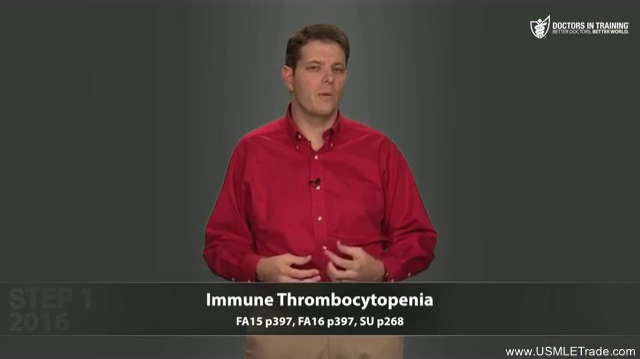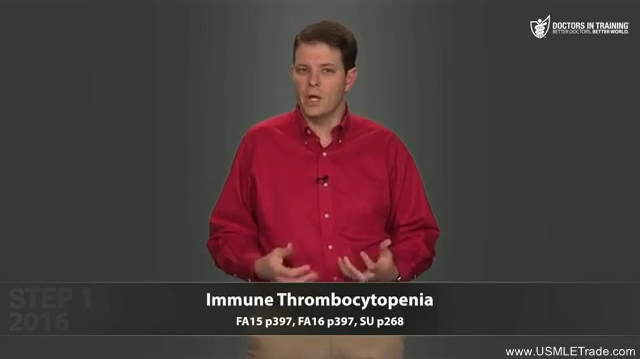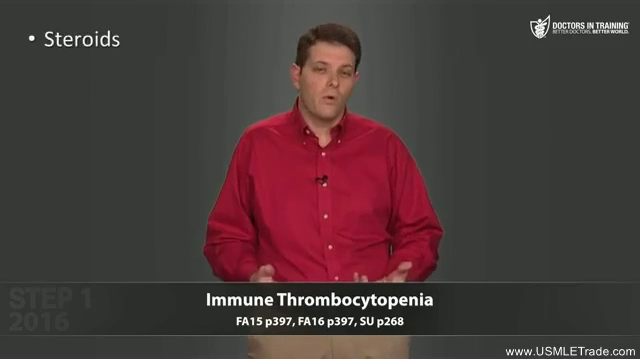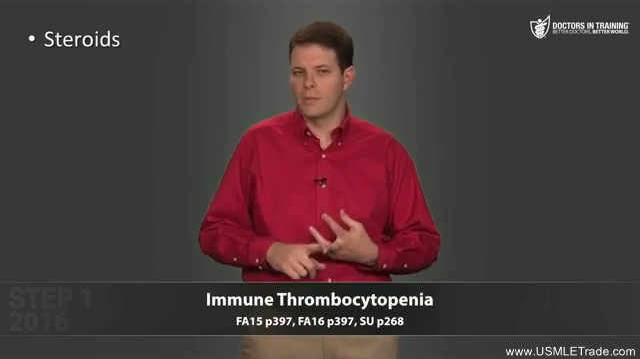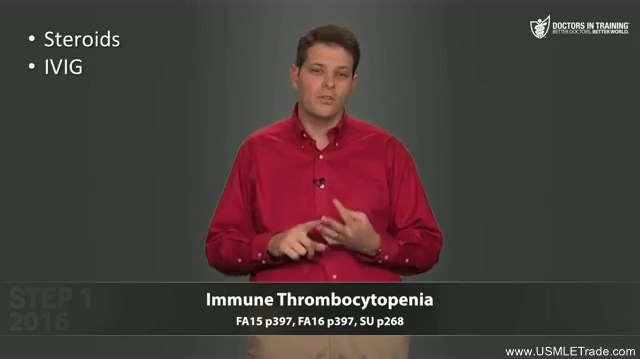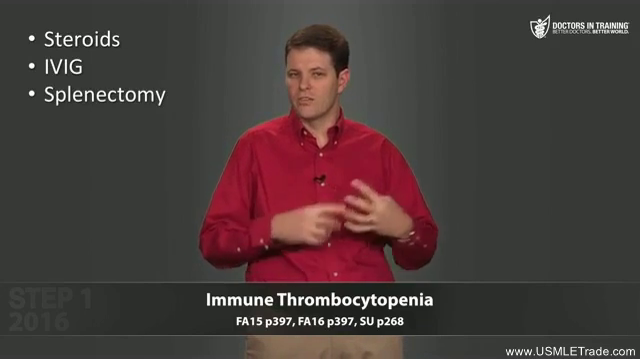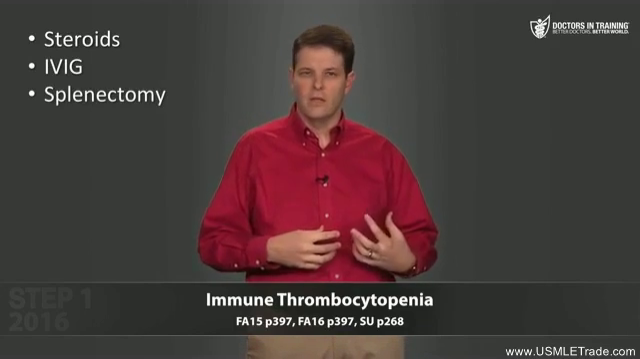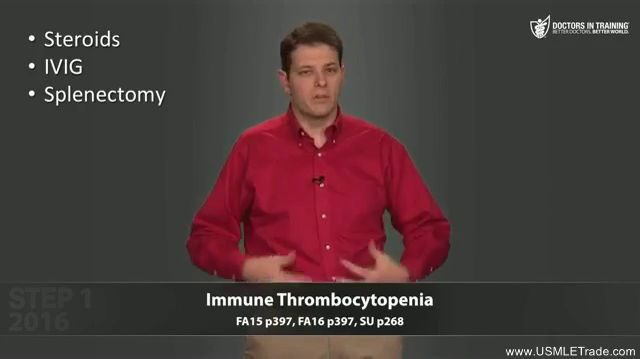I also think it's worth knowing how we treat ITP. It's an autoimmune disease, and in general, how do we treat autoimmune disease? We use steroids. So you can use steroids to treat this. You can also use IV immunoglobulin, better known as IVIG. You could also do a splenectomy, so you remove the spleen. Remember, about 1/3 of your platelets are stored or sequestered in the spleen. So if you surgically remove the spleen, that allows more platelets to be in circulation because you're not sequestering them in the spleen.